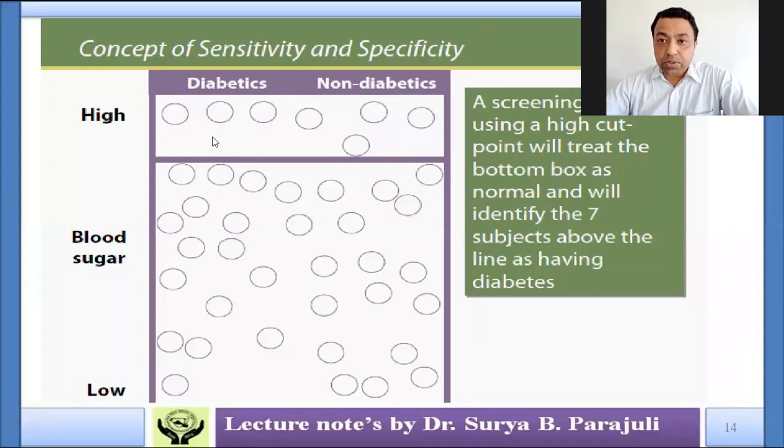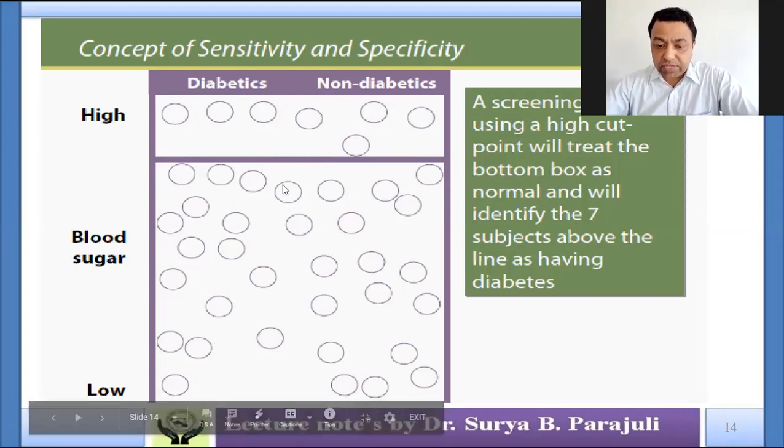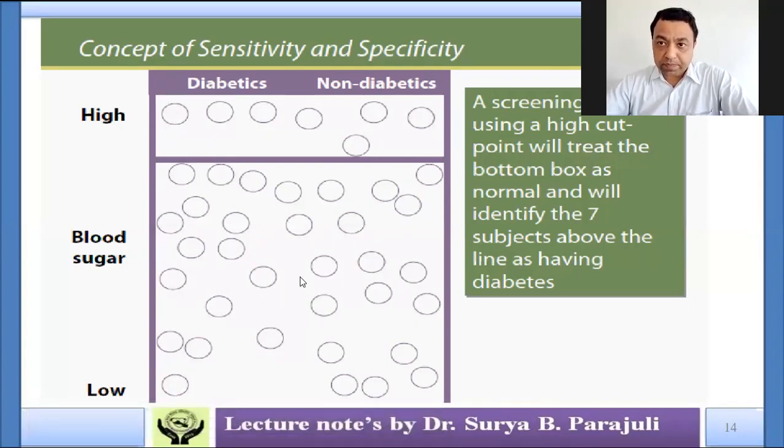And now this is more generalization. In this figure you can see what will happen if you use a higher cutoff point. A screening test using a high cutoff point will treat the bottom box as normal. If you put a high cutoff point, then you will treat all these persons as normal, though we have many diabetics.